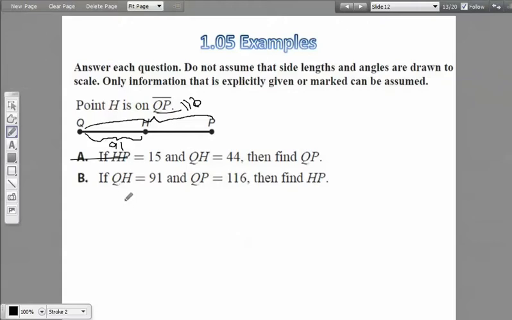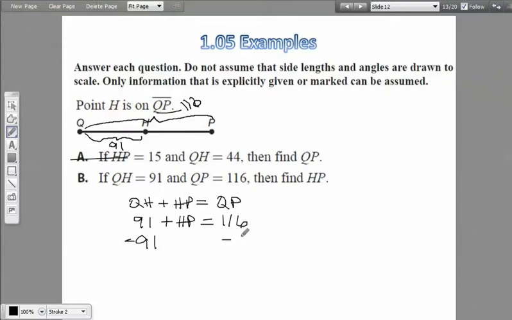All right, so I'm going to do the same thing. I know that I can take QH plus HP, which will give me QP. QH is 91, I don't know what HP is, and I know QP is 116.